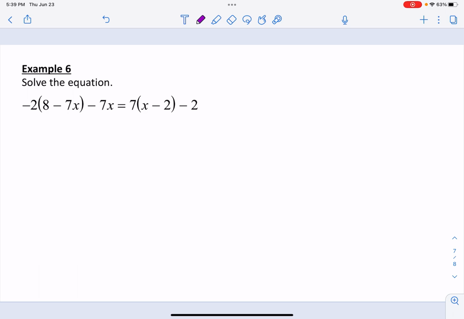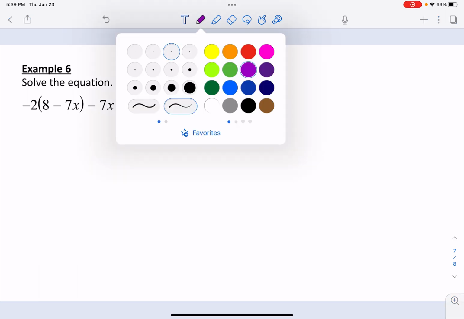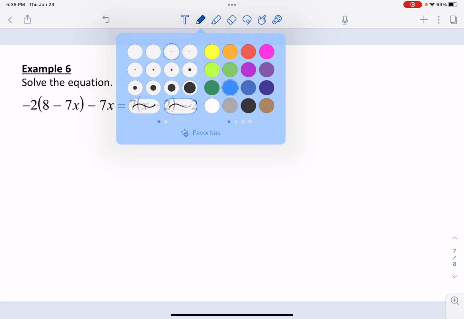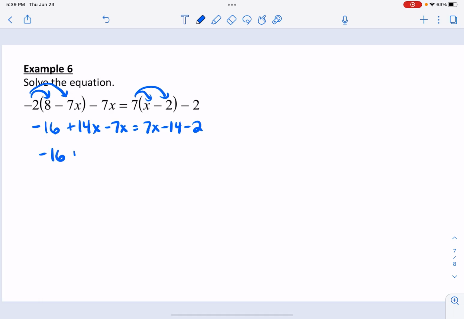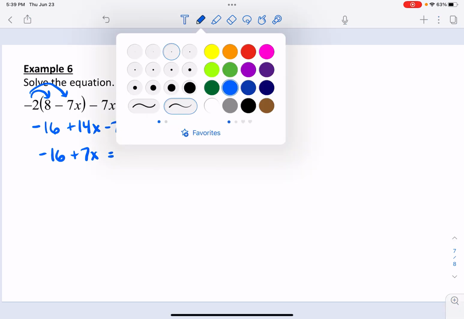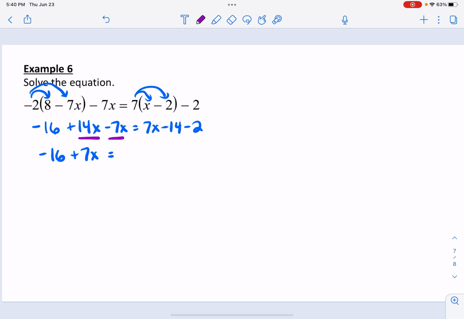Okay, now solving this equation. So again, choose another color. Choose blue. Distribute your negative 2 through. So I have negative 16 plus 14x minus 7x equals, distribute your 7 through. So, combining like terms on this left side, I combined the 14x minus 7x.